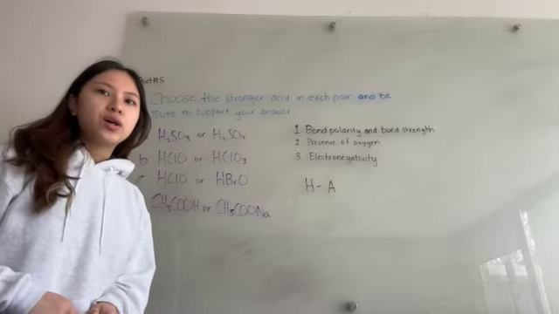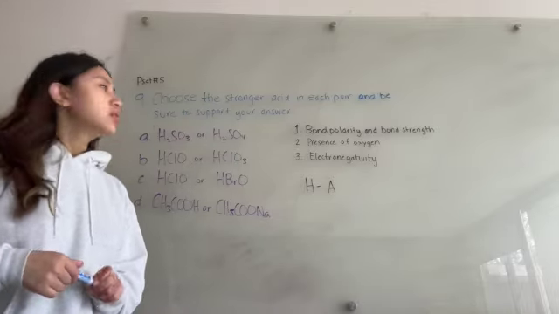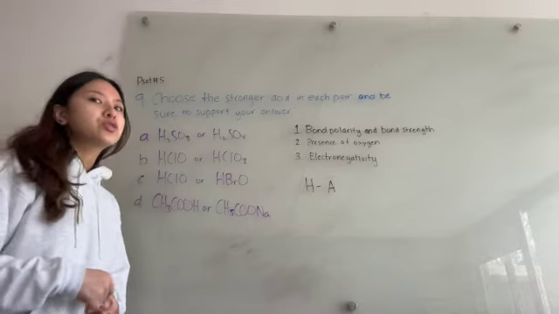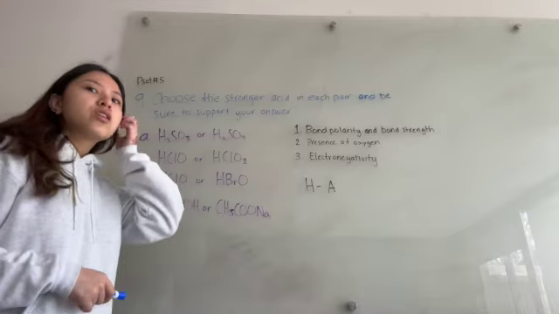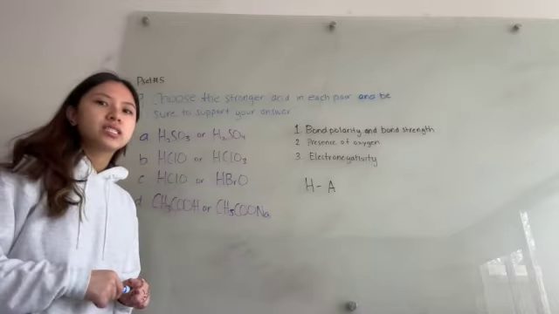Janice, and in this video I will be walking through how to solve the following problem. As stated here, the question asks us to choose a stronger acid from each pair and be sure to support our answer. In order to solve this problem, we need to know the three factors that affect acid strength.